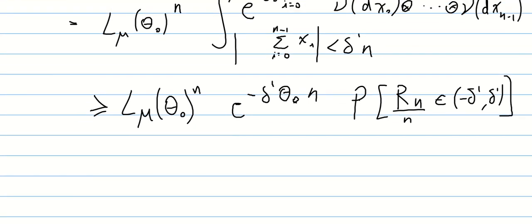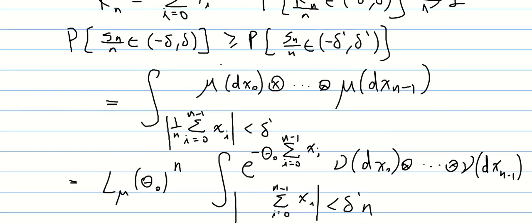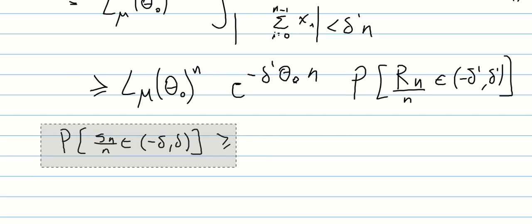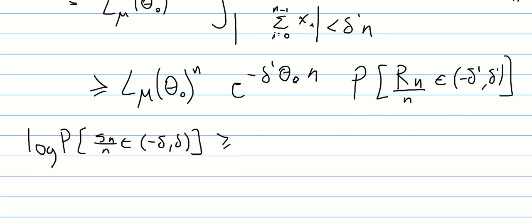Okay, so now we are almost done. We have a lower bound for our probabilities. I'm going to copy the lower bound below. And we're going to take the log of this and divide by n. That's what we are looking for in our final estimate. So the n will go down in the log, and we're going to divide by n here, so it's going to disappear. So the lower bound is going to be log of L mu of theta 0.